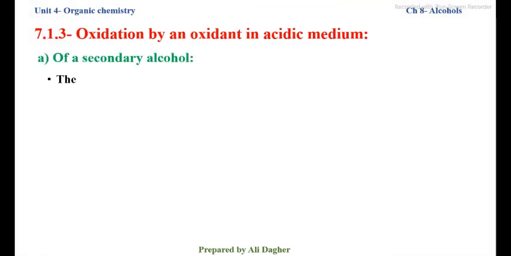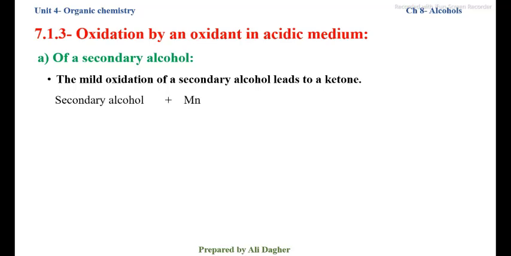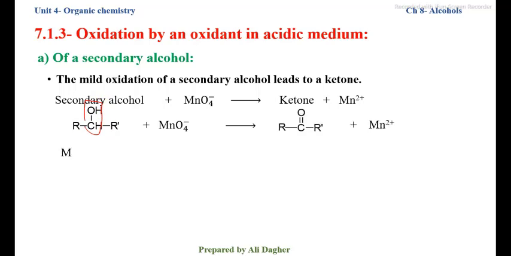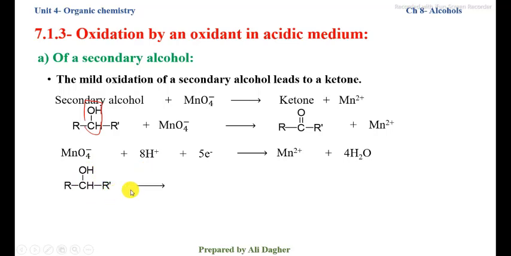Now, for a secondary alcohol, the mild oxidation of a secondary alcohol leads to a ketone. Secondary alcohol plus MnO4- gives ketone plus Mn2+. RCHOHR' secondary alcohol plus MnO4- gives, we transform CHOH into C double bond O, RCOR' plus Mn2+. Half reaction: MnO4- gives Mn2+ plus 4 H2O, with 8 H+ in reactants; 8 plus 1 minus gives 7 plus in reactant, 2 plus in product, 7 minus 2 remains 5 electrons in reactants. Second half reaction: RCHOHR' gives RC=OR'. We have 2 H in reactants, so we add 2 H+ in product, 2 H+ and 2 electrons.